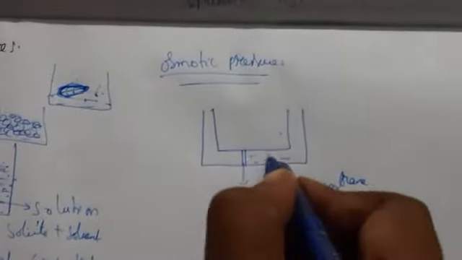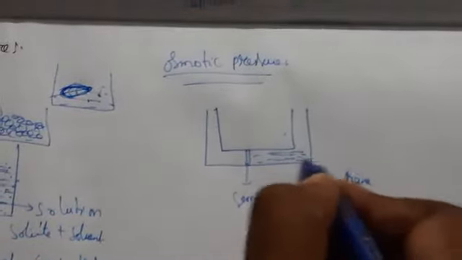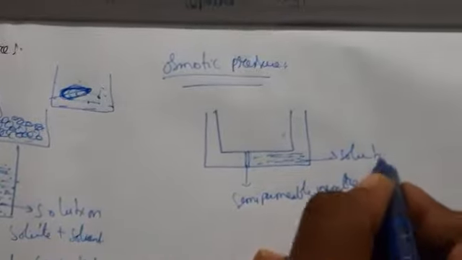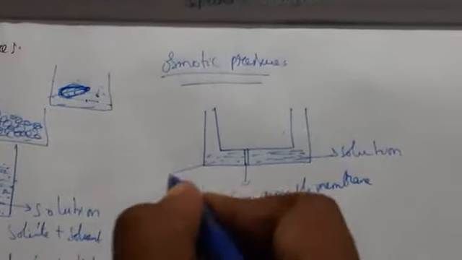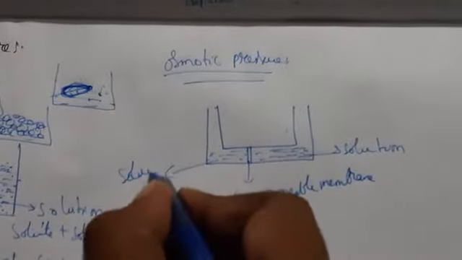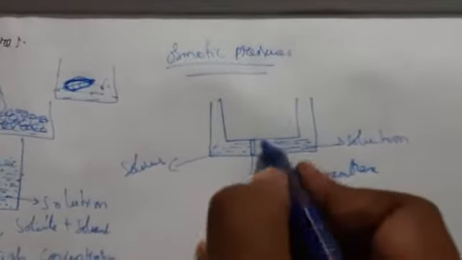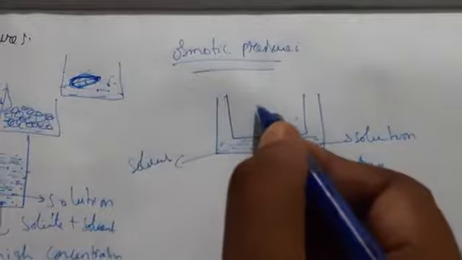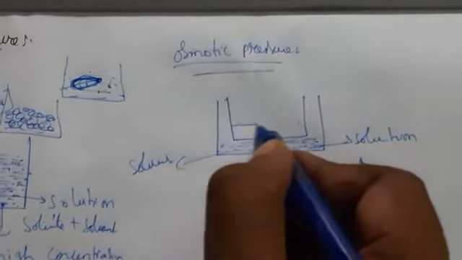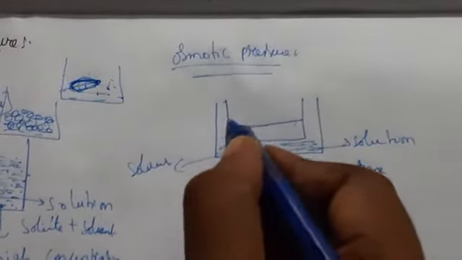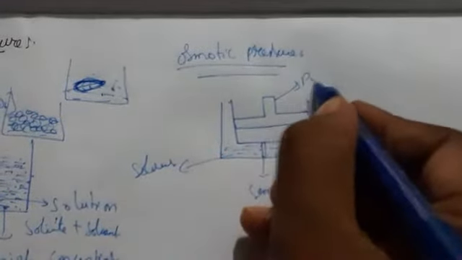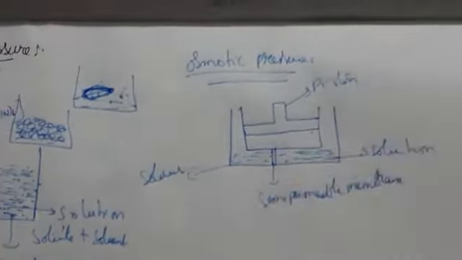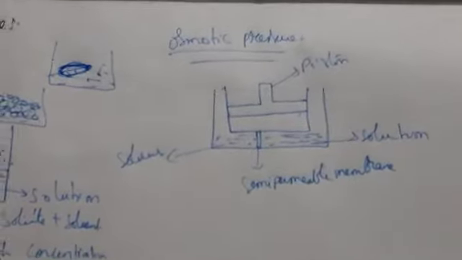And here we are having solution. And here we are having solvent. Okay, so now I had applied some pressure. This one we call it as piston. Okay, so now what happens here?